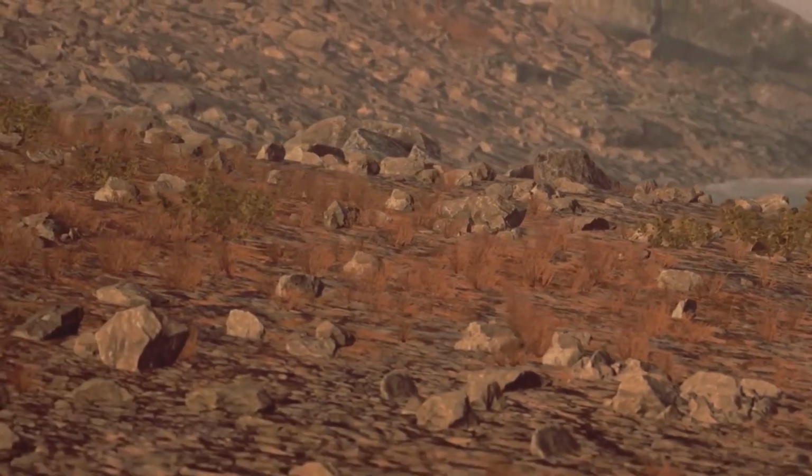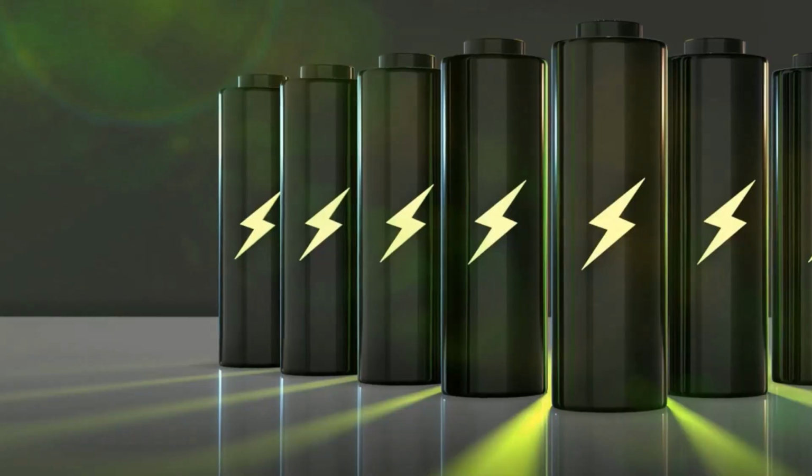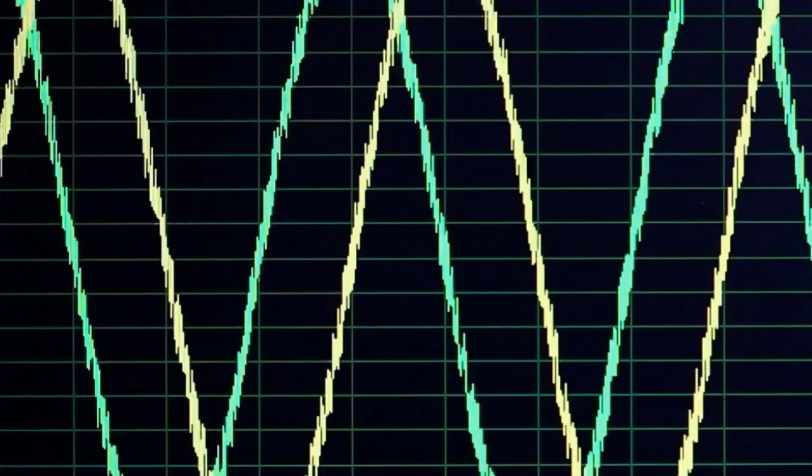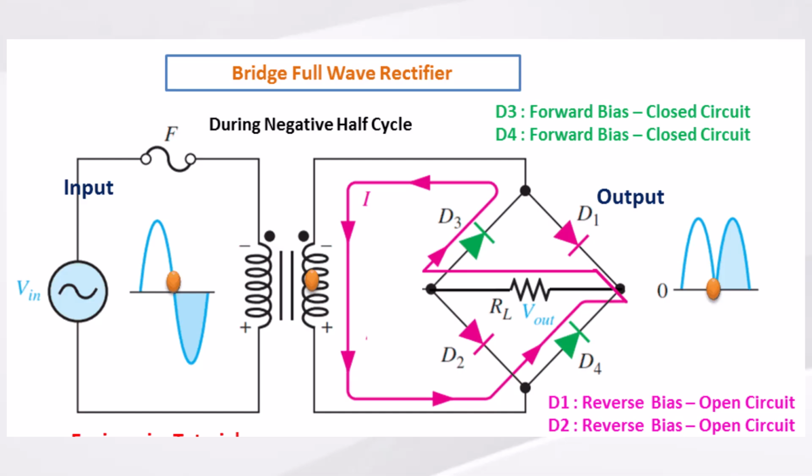Imagine a river that always flows downstream. That's DC. It's the kind of power that batteries provide. So, how do we turn that back-and-forth AC from the wall into the one-way DC our electronics crave? We use a process called rectification.